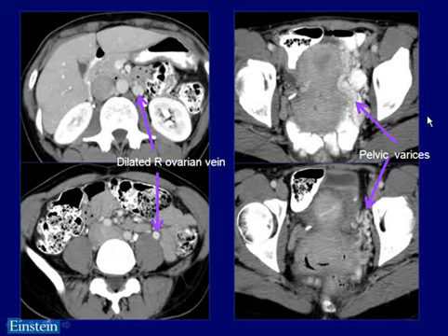This is one of the many CT scans that she had. You can see that at the level of the aorta and inferior vena cava at the renal level, she had a dilated right ovarian vein, and you can track it down to the pelvis. These are all the dilated varices on this side, predominantly on the left side, some on the right side.